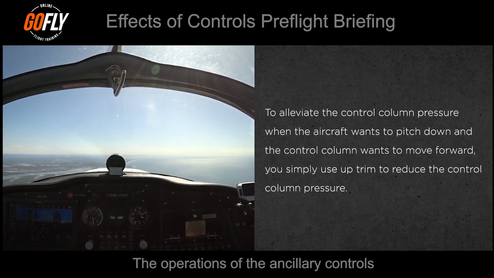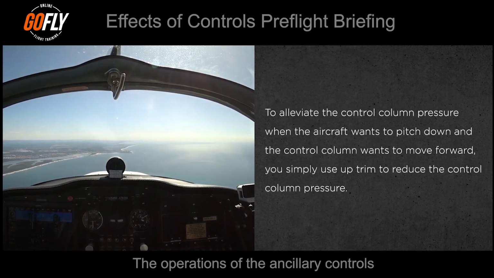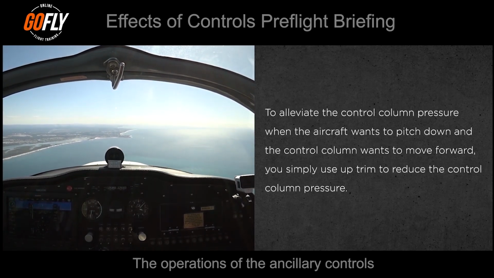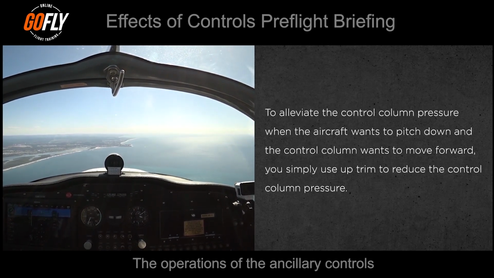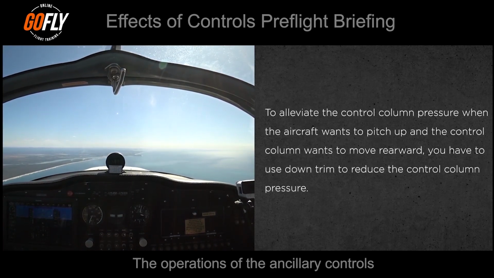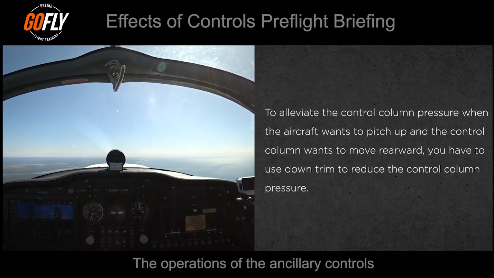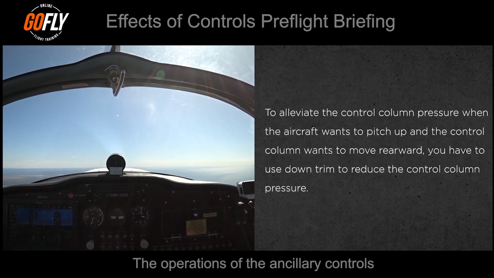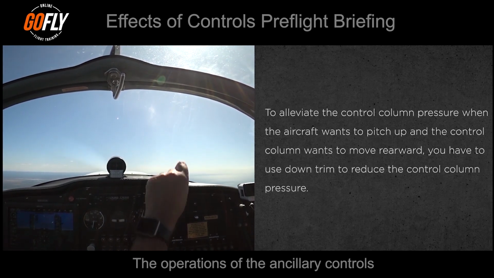To alleviate the control column pressure, when the aircraft wants to pitch down and the control column wants to move forward, you simply use up trim to reduce the control column pressure. To alleviate the control column pressure when the aircraft wants to pitch up and the control column wants to move rearward, you have to use down trim to reduce the control column pressure.